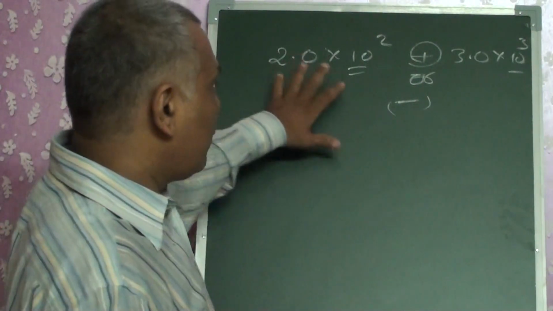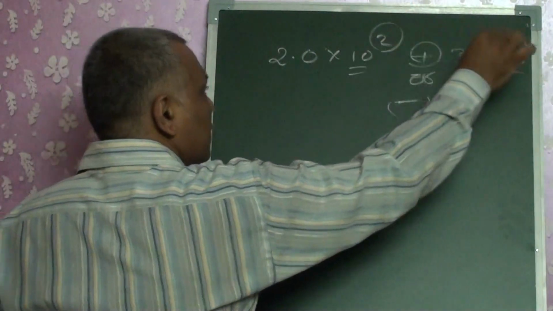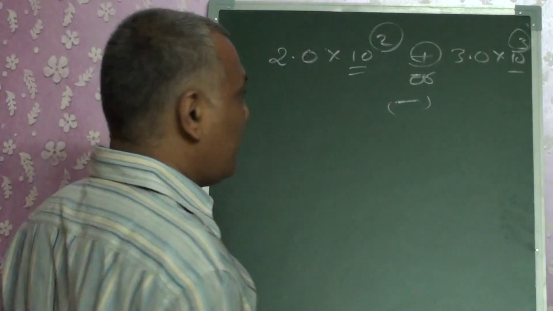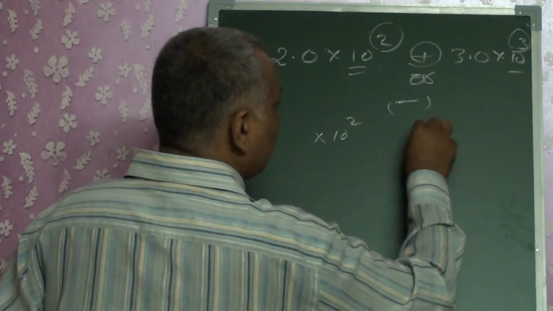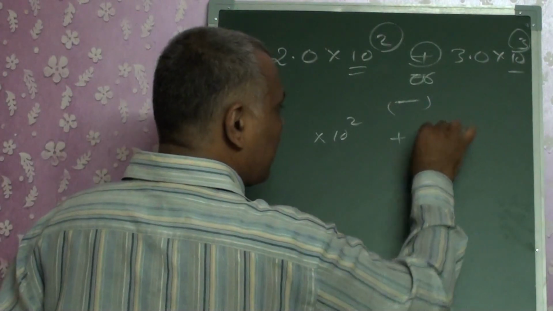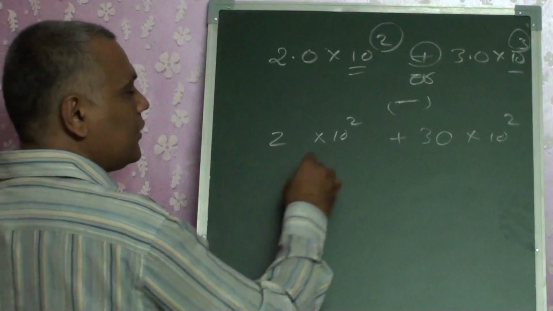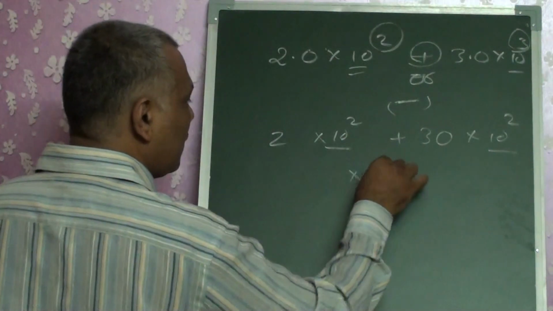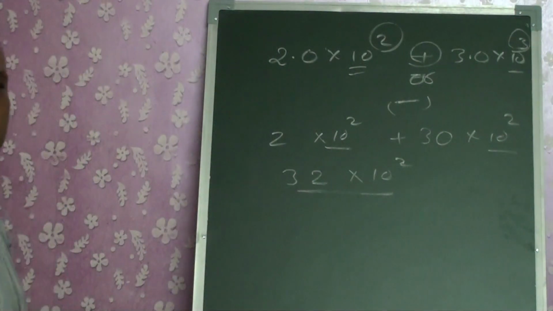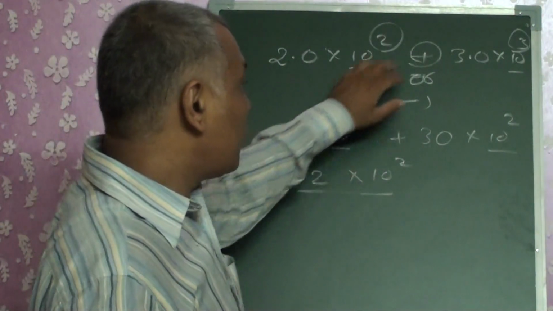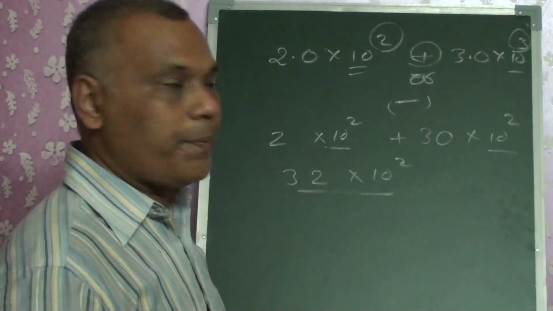Then only you can go for addition or subtraction. So make sure that while you are doing this type of addition and subtraction in numericals, the value of your exponents should be the same. Here it's 10 raised to 2, here it's 10 raised to 3. So if I move one decimal, it will become 10 raised to 2. Now it becomes easier. Once the exponents are the same, we can go for addition or subtraction. The factor you have to remember is that the exponents should be the same, right?